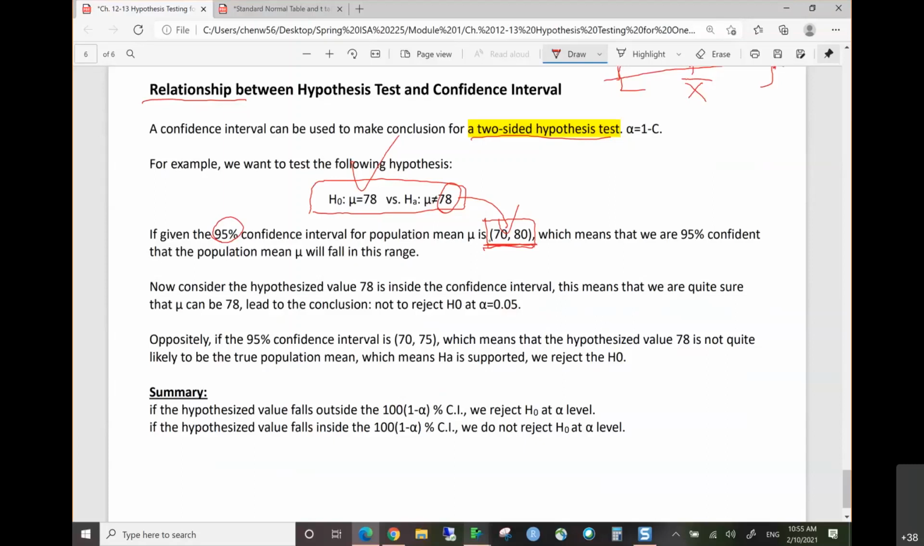The other case will be more clear. If I want to test mu equals 85, mu not equal to 85, I just want to know whether the population mean is 85 or not 85. You reject the null hypothesis or you do not reject the null hypothesis. Think about it.